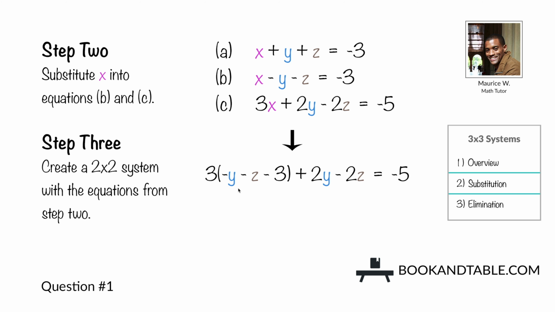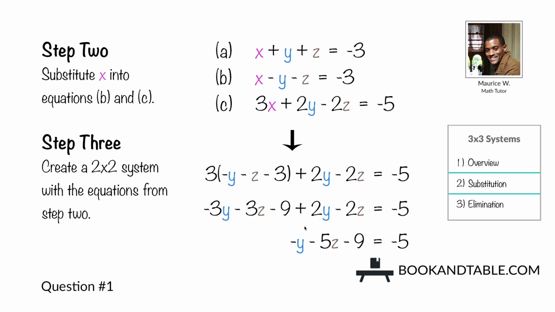And now we plug in our expression for x into equation C. So we get 3 times -y minus z minus 3 plus 2y minus 2z is equal to -5. So we begin by distributing this 3 to each of these terms inside of the parentheses, giving us 3 times -y, which is -3y. 3 times -z is -3z. And 3 times -3 gives us -9, plus 2y minus 2z is equal to -5.